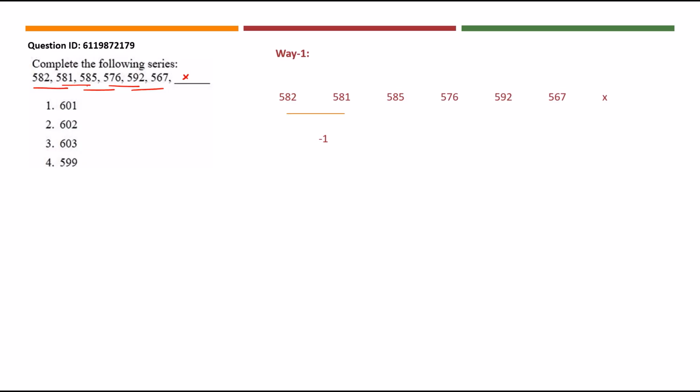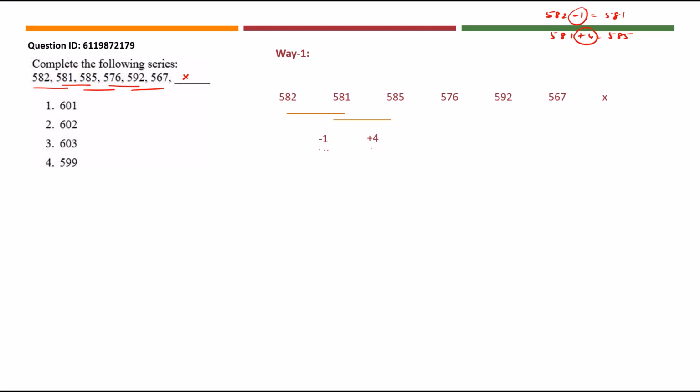582 and 581, the difference is minus 1. What is the difference between 581 and 585? It is plus 4. So use the symbol properly, whether it's minus or plus. Only when I use minus 1, I will get 581. Only when I use plus 4, I will get 585. I am using the number along with the sign here.